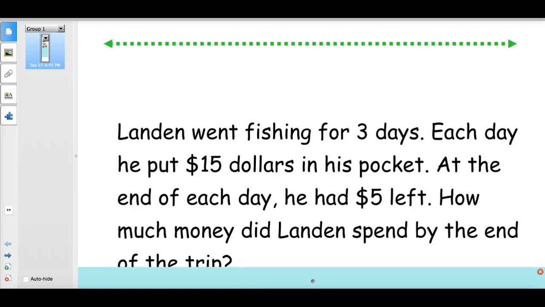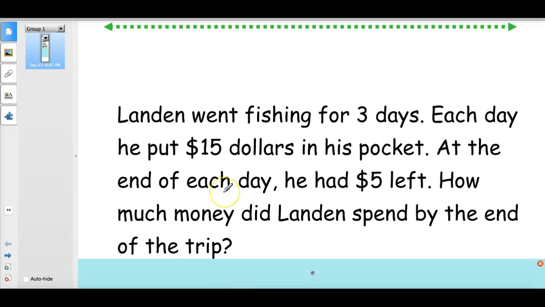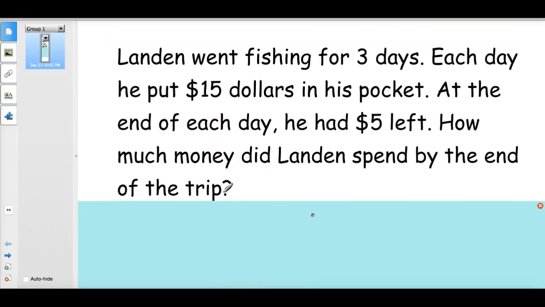So here's my next problem that I need you guys to think about. Landon went fishing for 3 days. Each day he put $15 in his pocket. At the end of each day he had $5 left. How much money did Landon spend by the end of the trip?